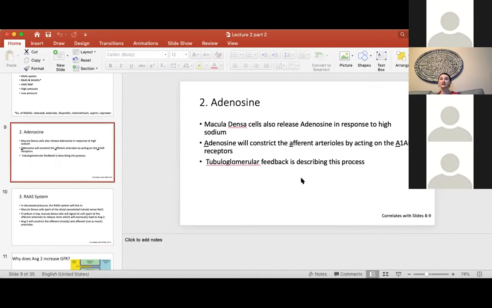The adenosine. Our macula densa releases adenosine in response to high sodium. Adenosine constricts the afferent arteriole, acting on the A1AR receptor. So that's our front door. It's going to constrict our front door so fewer people can come into our party. That means our GFR is going to decrease.